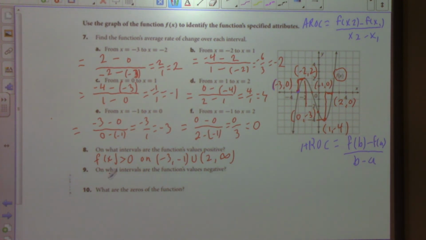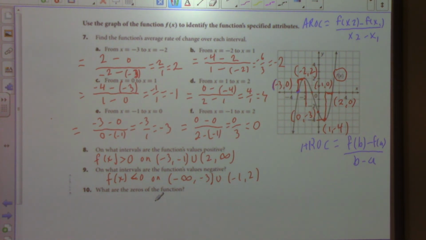And then for 9, we have f of x is less than 0 on which intervals? -infinity to -3, right? And also between -1 and 2, right? And if you look at the intervals, you can kind of see that this piece here is filled in between where the increasing is not.